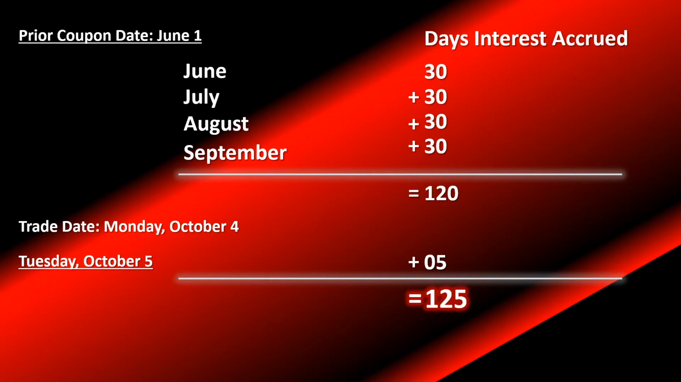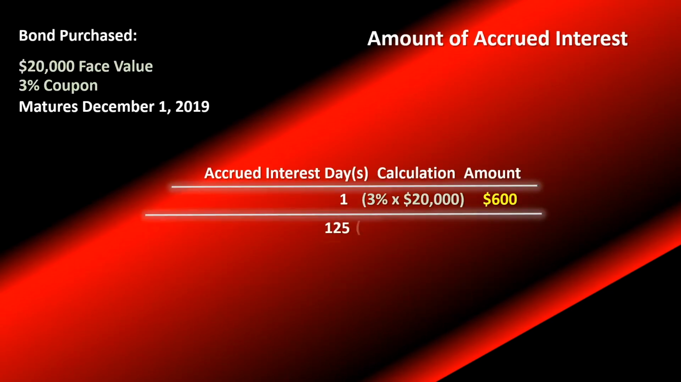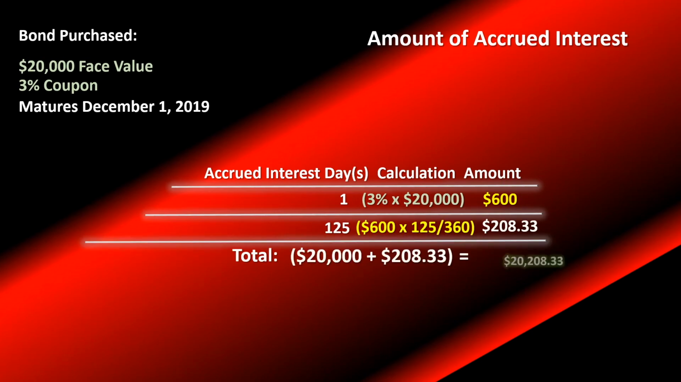Great, we know the number of days, but we're not done yet. We now need to figure out how much we need to pay for the accrued interest. Taking a look at the formula, we see that the total amount you'll pay the seller when purchasing this bond will be $20,208.33. Pause the video here if you want and try it on your own.